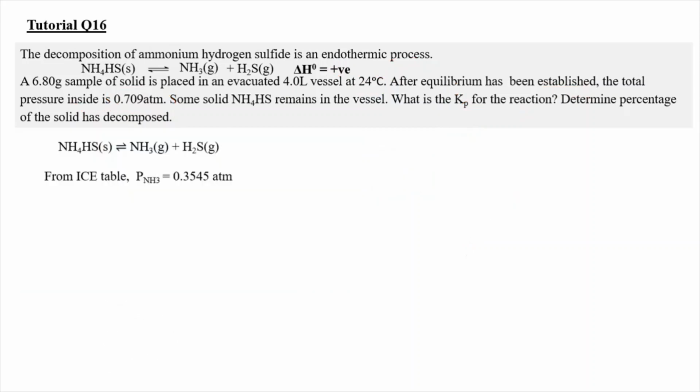Now we're going to move on to the determination for the percentage of the solid that has been decomposed. So for the percentage of dissociation, we need to use the value of alpha. Alpha is equal to the change in concentration divided by the concentration at the initial stage. And since we are talking about percentage, we need to multiply it by 100%.